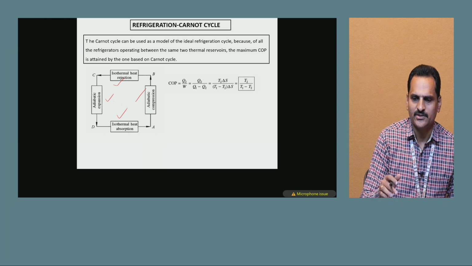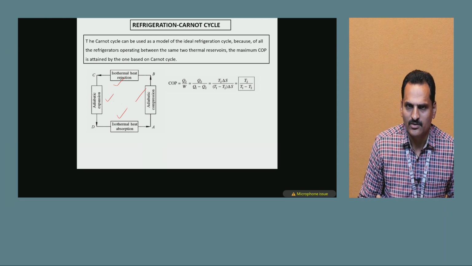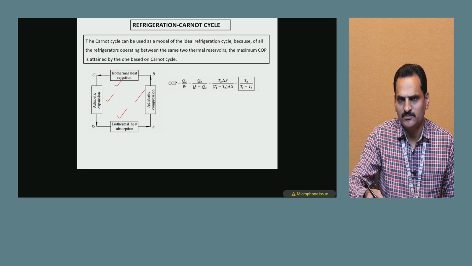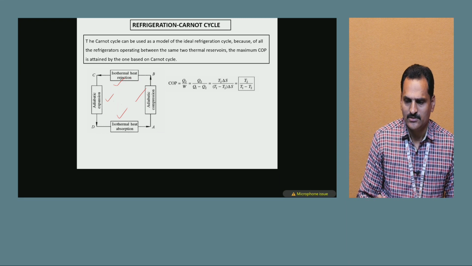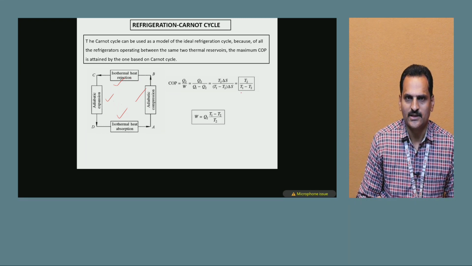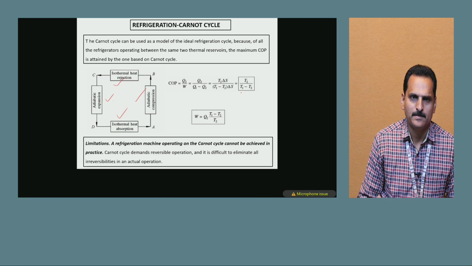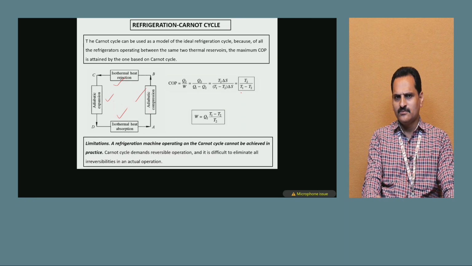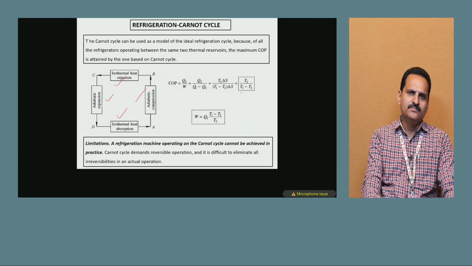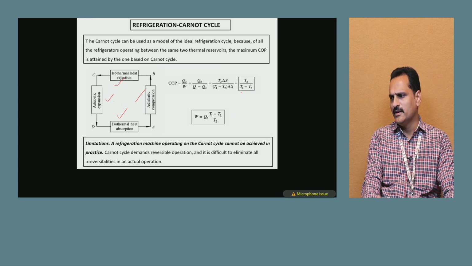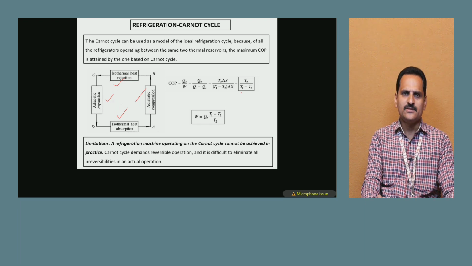So, this is the formula we discussed, how to estimate the COP of the refrigeration system in terms of temperatures. T2 is the cold reservoir temperature, T1 is the high reservoir temperature. Okay. There is a limitation here in the refrigeration system. Practically, 100% efficiency or performance is not possible for the case of heat engines and refrigeration systems.